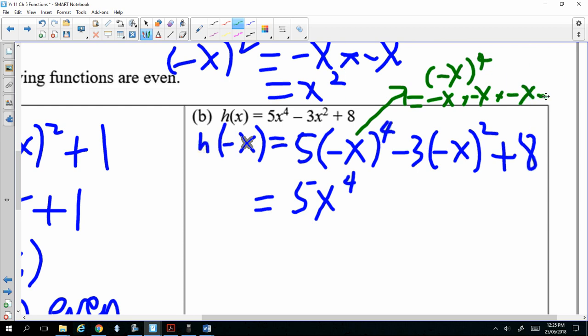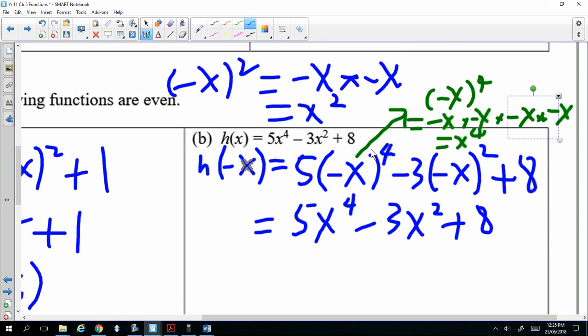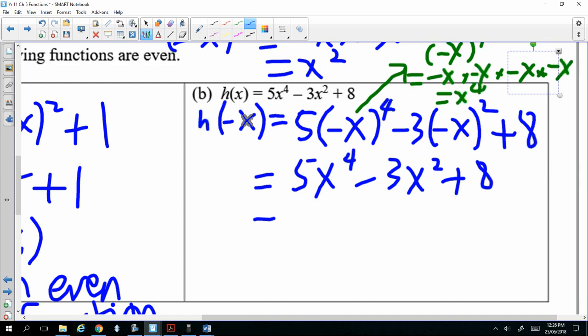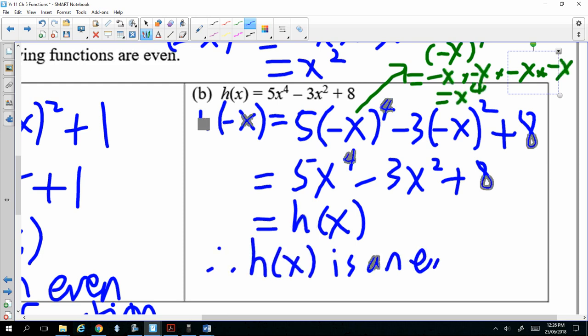So basically, every time you see even powers, it's going to be an even function, right? It's going to be itself. And whenever you can prove h(-x) equals h(x), you'll say, therefore, it is an even function. It will be symmetrical about the y-axis. So in the exam, if the question asks you to prove it's an even function, you do this. Okay, you do that every time.